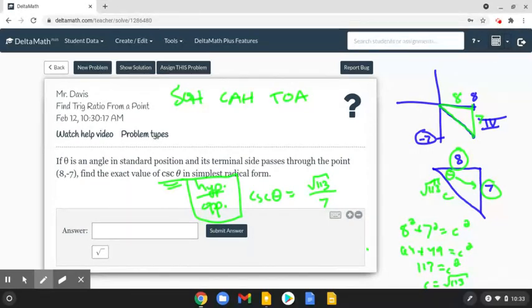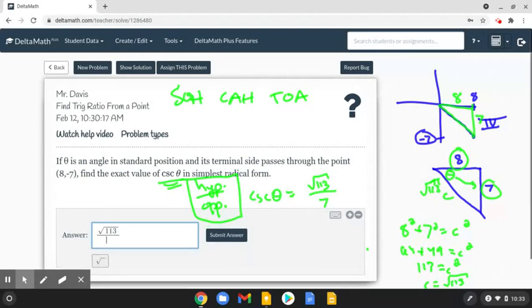So there's our ratio, radical 113 over 7. We do need it in simplest radical form, so verify that. This is simplest radical form because there's no perfect squares in radical 113. The last thing you have to consider as you're typing this in, square root of 113 over 7, is the sign. Because we are in the fourth quadrant, we need to think about, is cosecant going to be positive or negative in this quadrant?